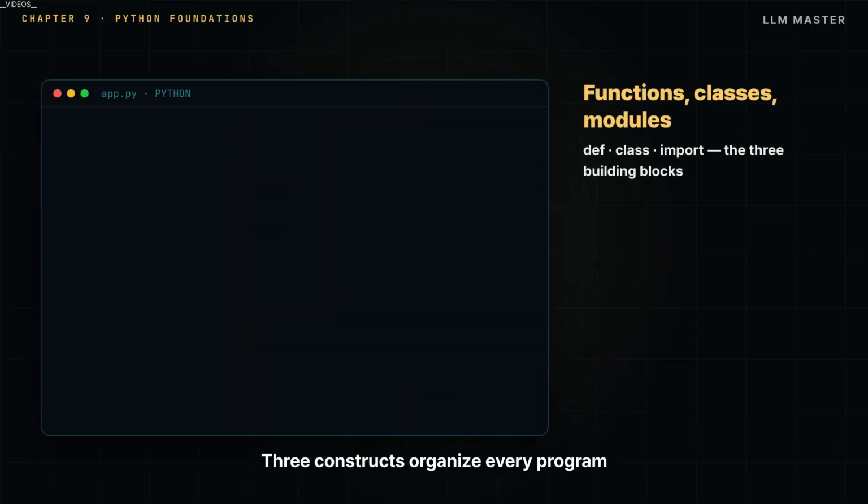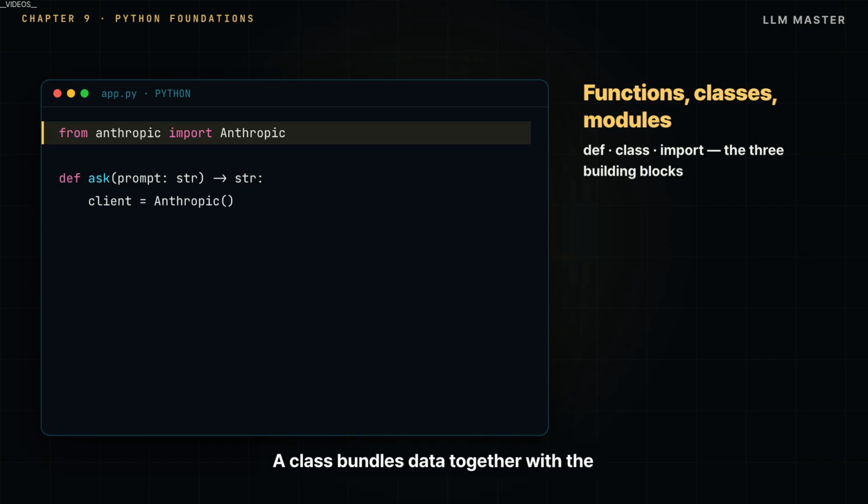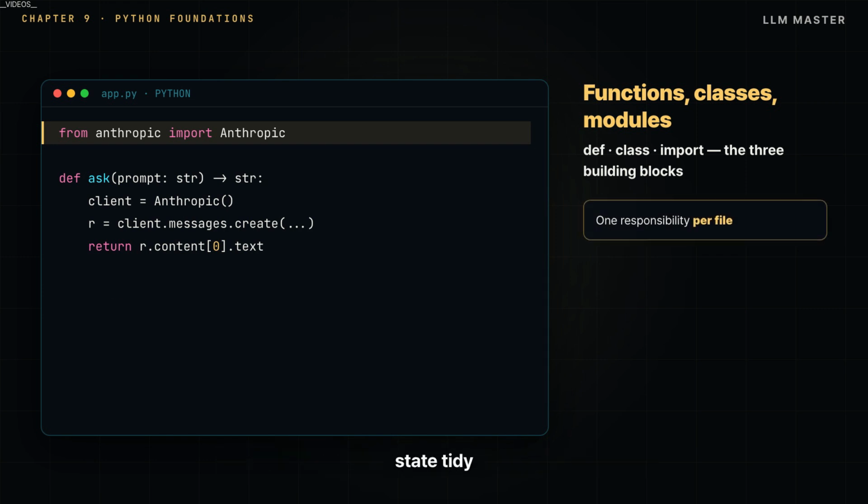3 constructs organize every program. A function packages behavior behind a name: def, a name, its parameters, and a return value. You'll reach for functions constantly. 1 to build a prompt, 1 to call the model, 1 to parse the reply. A class bundles data together with the functions that operate on it. The double underscore init method runs when you create an instance and sets up its state. You don't need deep object orientation for most LLM code, but a small agent or client class that holds a model name and a message history keeps related state tidy.